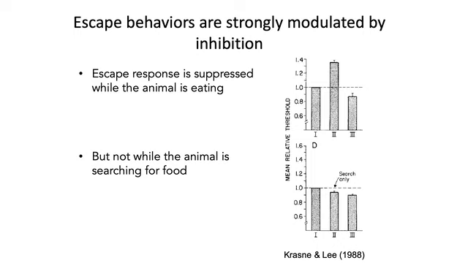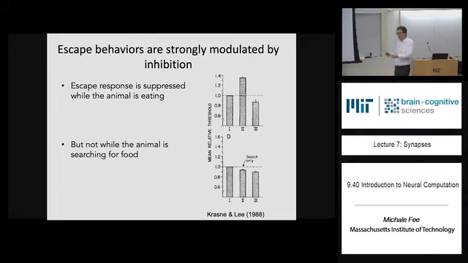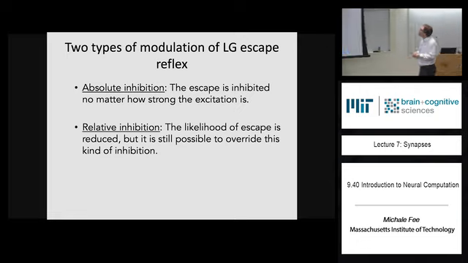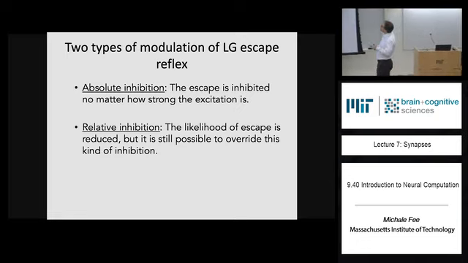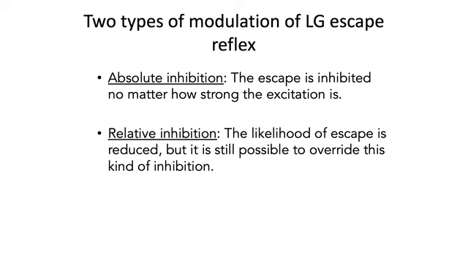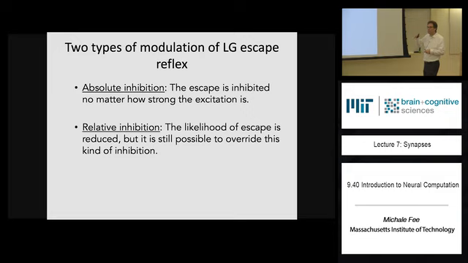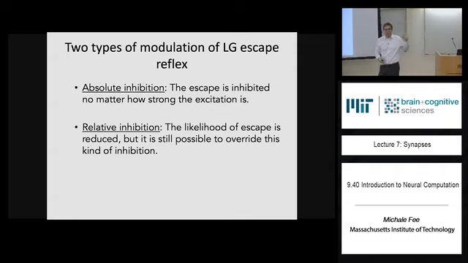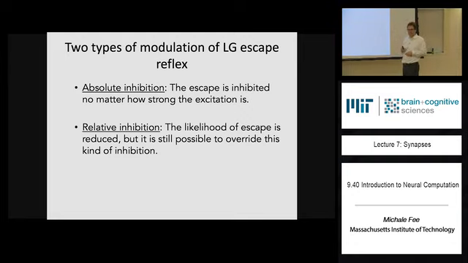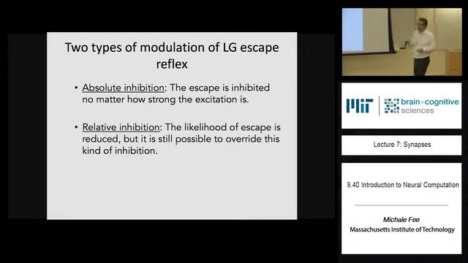Okay, so all these different kinds of modulation and inhibition of the behavior are controlled by inhibition projecting onto this LG neuron. There are two kinds of escape modulation. One is absolute. When the animal is engaged in an MG escape, it's impossible to activate the LG escape. No matter how much he gets poked in the tail, he will not initiate an LG. So this kind of modulation is absolute.